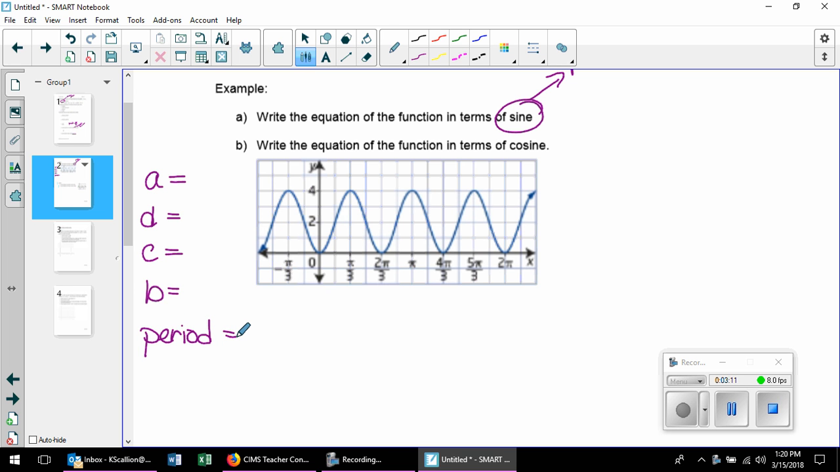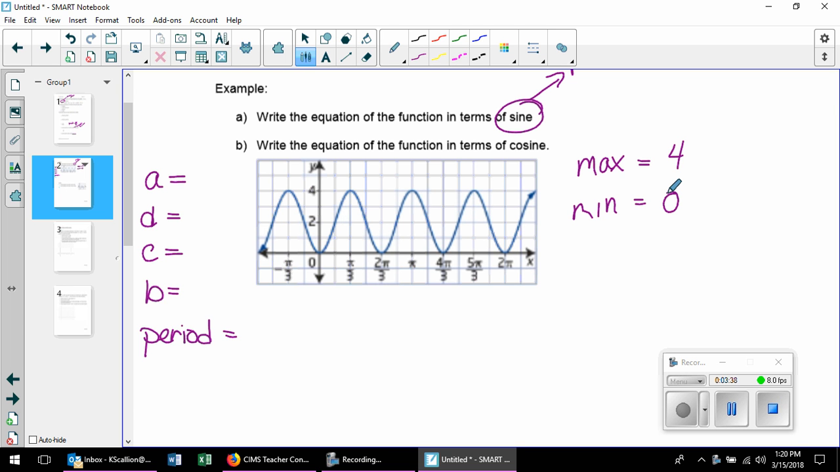Yeah, I have a hard time with letters. Okay. So what's my max? My max is 4. What's my min? What's my minimum of this graph? 0. Okay, if you know your max and your min, you can find your amplitude and you can find your median.